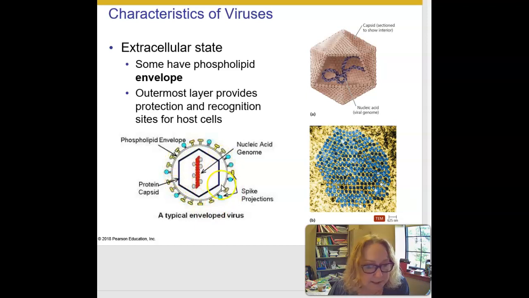This is the capsid, right? This is the protein capsid, also enveloped in a phospholipid envelope. And sometimes it has these little spike projections on it. So sometimes it's going to look like this. Most of the time it's going to look like this. This is the phospholipid envelope, and sometimes it has these spike projections. That's why this is what COVID-19 looked like.